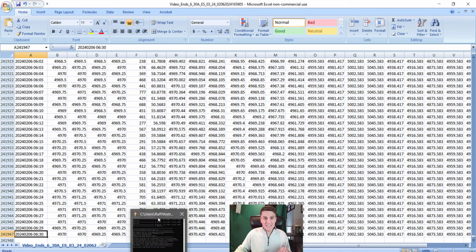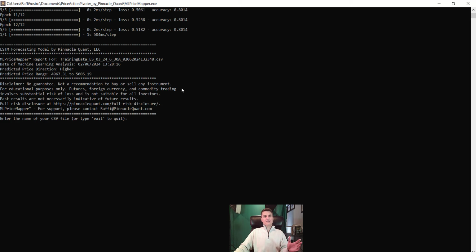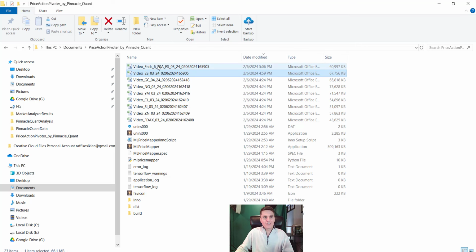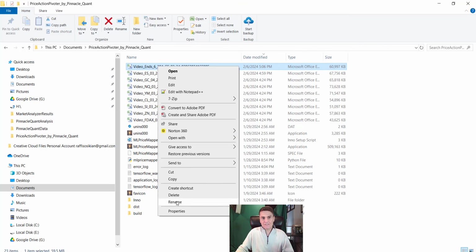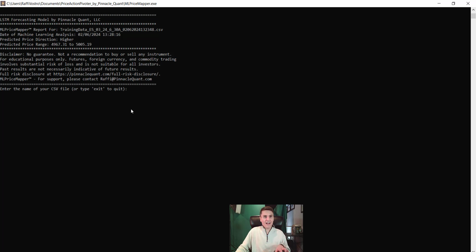We're going to essentially train MLPriceMapper. Let's get this nicely loaded. This is where it says, enter the name of your CSV file. That's the CSV file that I just named, but I don't have to remember what it is. I just go back here, right click on it, left click rename, Control C, and then Control V to paste it, and then I'm going to append .csv. Looked complicated, didn't it? I'm going to hit enter.